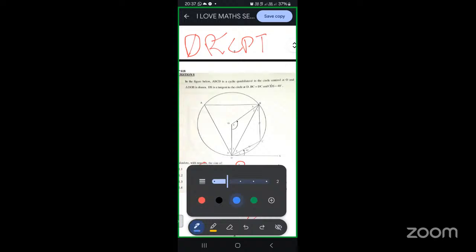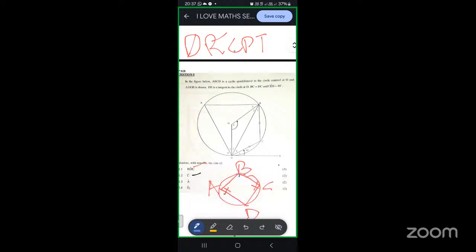Then we come to the other opposite angles. This angle and that angle are supplementary. When you add those two angles, you will get 180 degrees. The reason being, opposite angles of a cyclic quad are supplementary. Does this part make sense? Yes, sir. Okay, thank you.